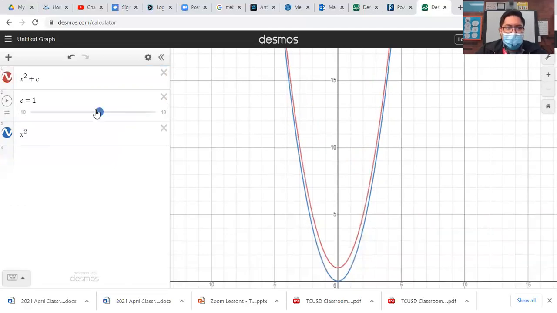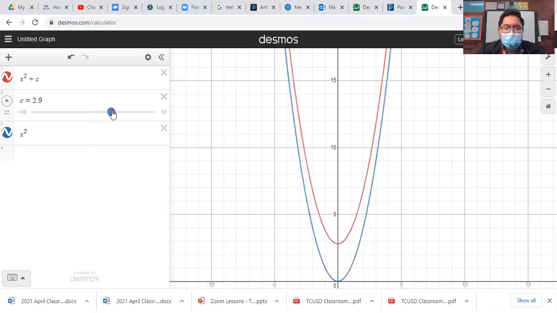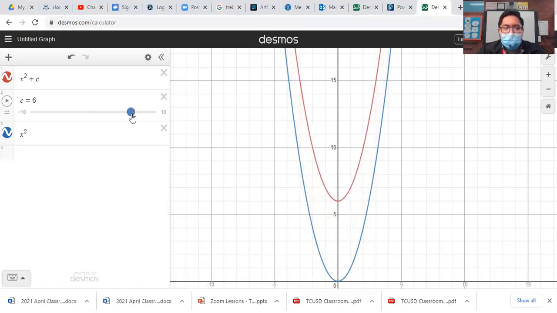So now I can change the value of C right before your eyes. If it was 0, it's going to overlap with the parent function, and as I raise it, it's going to go upwards. Now the shape is not changing. It's easy to look at that and think, okay, it's getting wider or narrower, but it really isn't. Now that I put it at 9, it's back to where it was before, so you can see where it changed.